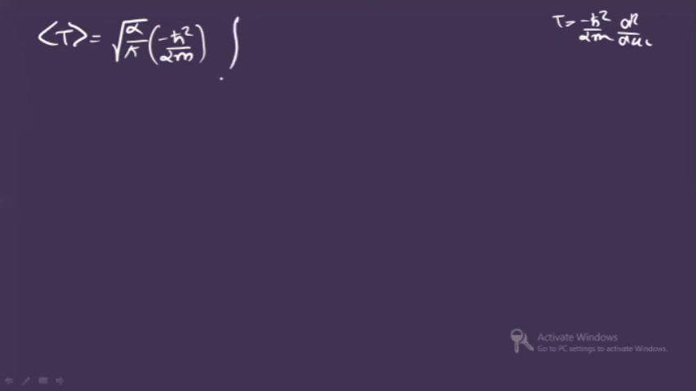Average of T. So outside we will also have root over α by π, minus ħ²/2m, which is in T, because you know T is equal to minus ħ²/2m d²/dx². So this constant term I'm bringing outside, integral from minus infinity to plus infinity of e to the power minus αx²/2, here you will have d²/dx² of e to the power minus αx²/2 dx.